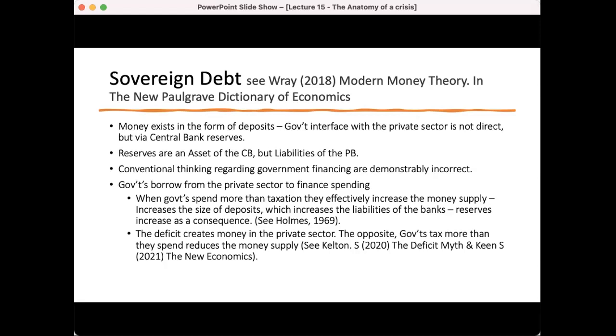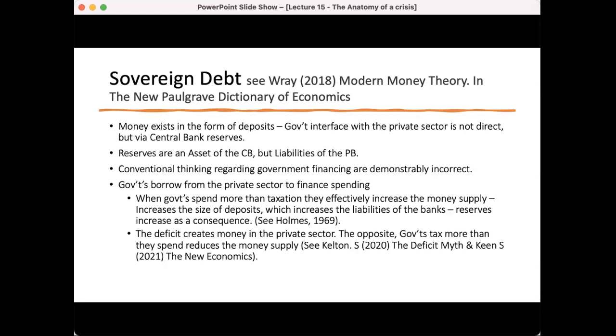Now, reserves are an asset of the central bank, but they're liabilities of the private sector banks. Okay, that's just simple accounting. And you know what assets and liabilities are because of your studies in accounting as well. Now, conventional thinking regarding government financing is demonstrably, I've put incorrect there, misguided, I think probably is more to do with it.